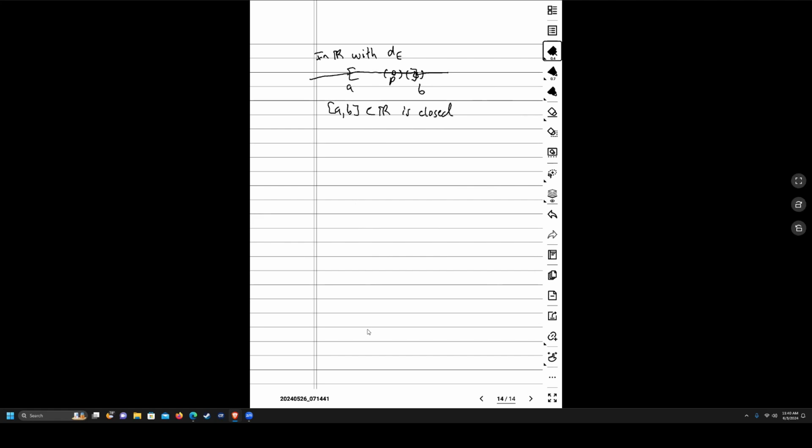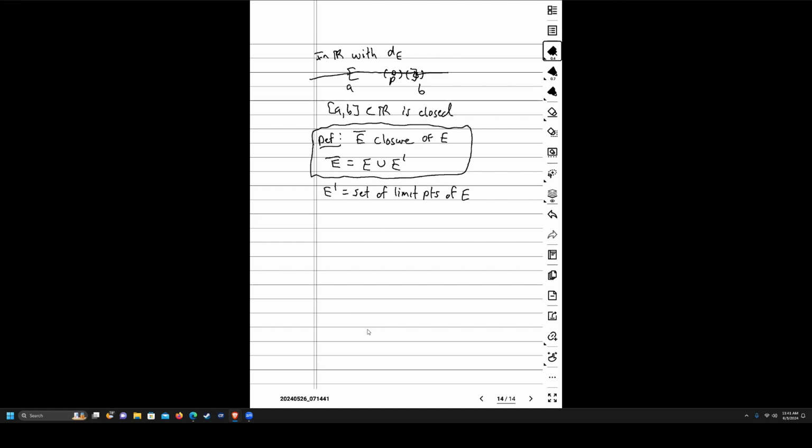All right, so here's a definition, which is called the closure. So we use this notation, E with the line over it. Again, I'm using Rudin's text, and this is going to be the closure of E. So the closure of a set is defined to be the set union with E prime. And E prime is going to be the set of limit points of E. All right, so that's the closure of a set. It's the set union with its limit points.